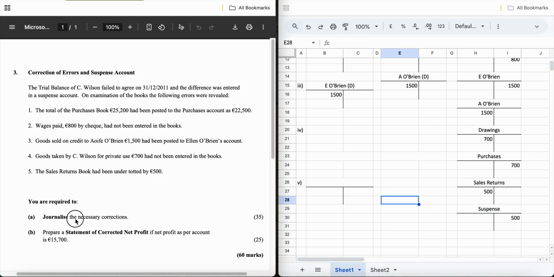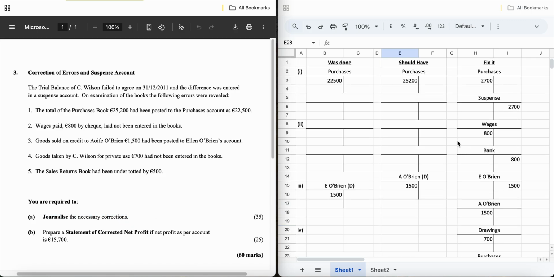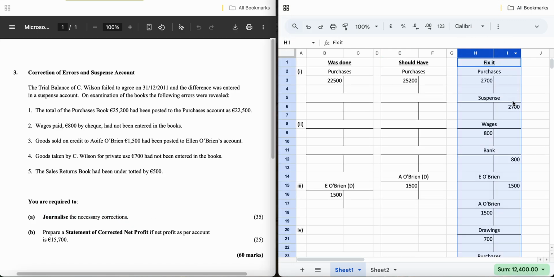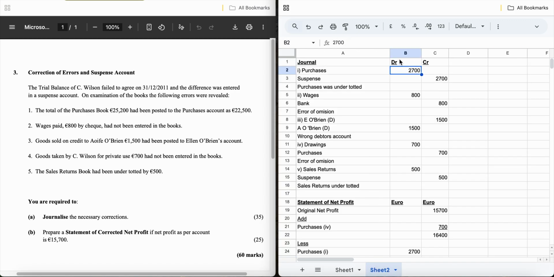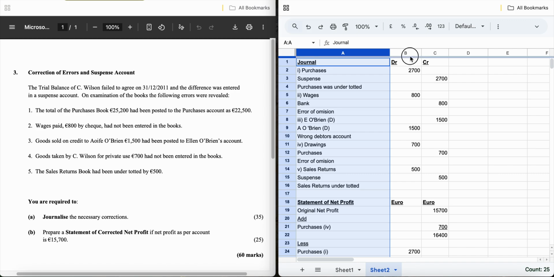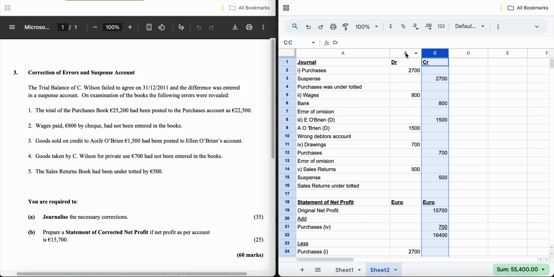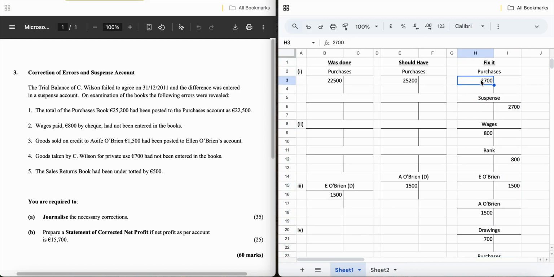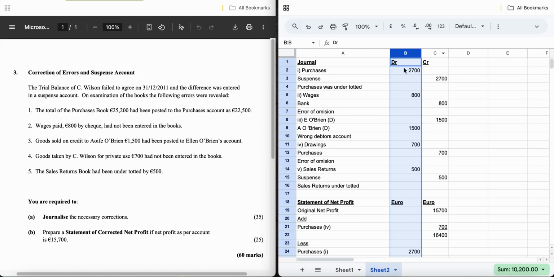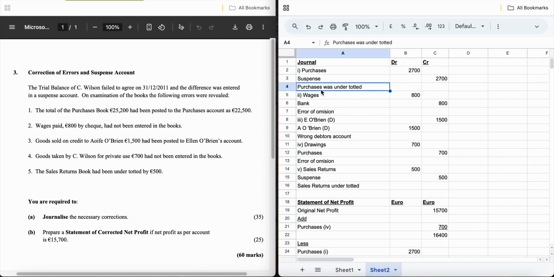Now, that's your workings. It's asked you to journalize these corrections. So all you have to do is take the right hand column and do it nice and neatly. So basically, have one big details column and two euro columns, the debit side and the credit side, so left and right, and copy what you've just done. So for number one, you put purchases 27 on the left, suspense 27 on the right, and one quick sentence just to say what happened.